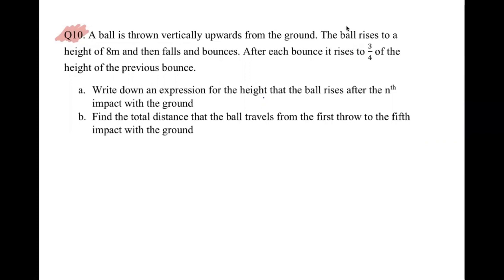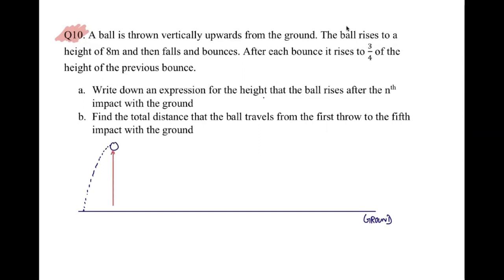So let's try to understand this question. This is your ground. And a ball is thrown vertically upwards from the ground. So let's say this is the starting point. The ball is thrown vertically upward from the ground. Okay, it reaches a height of 8 meters. And then it falls.